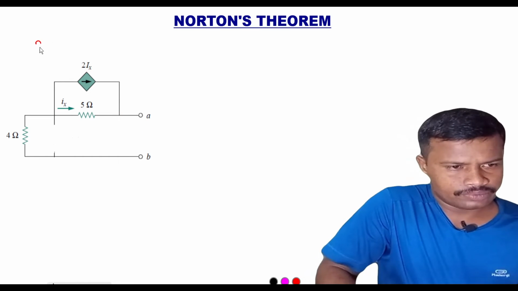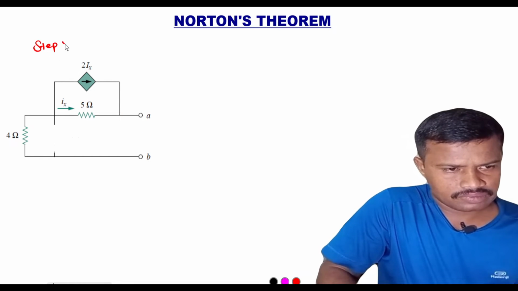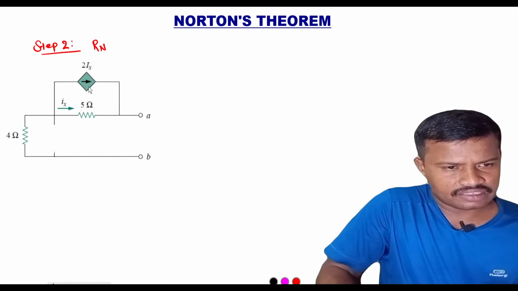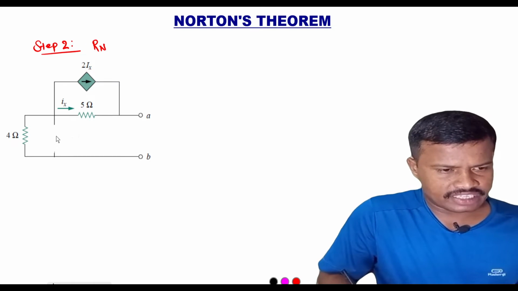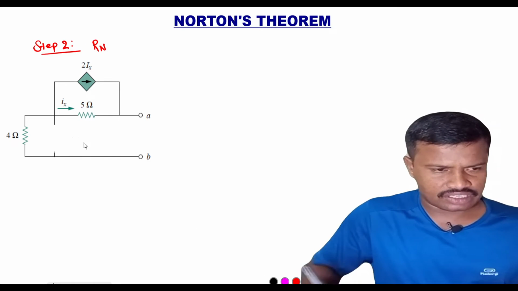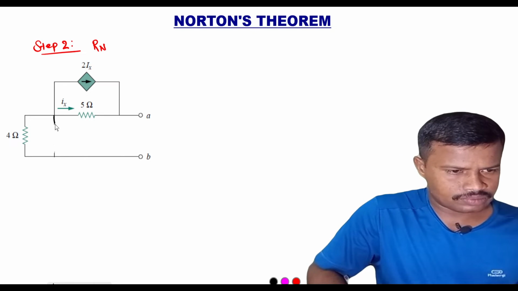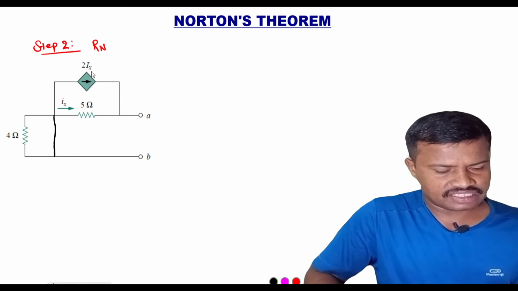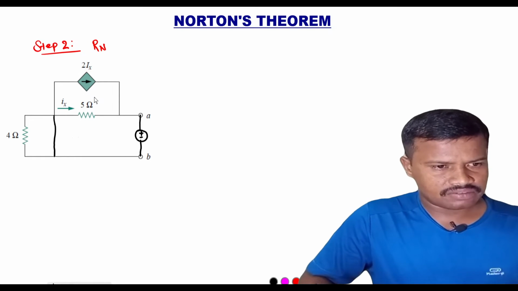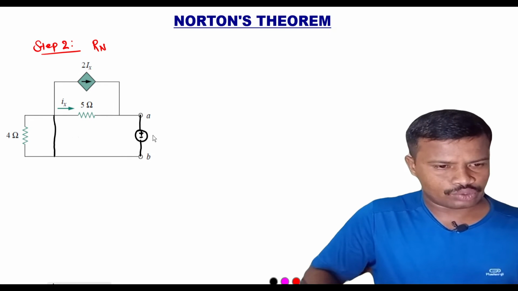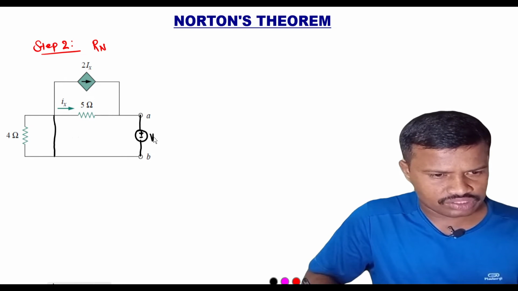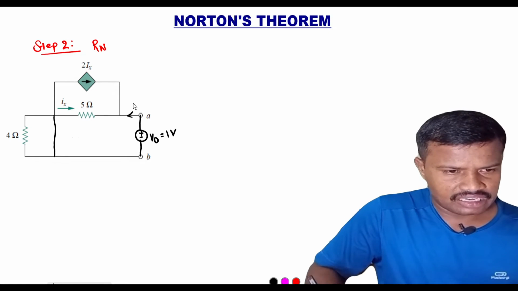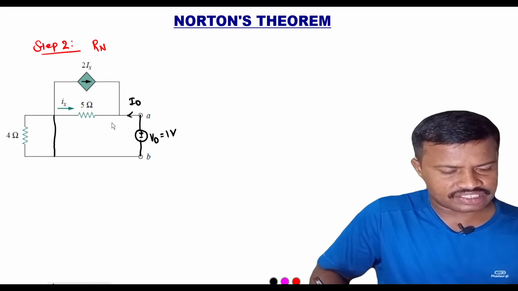Next, we will find the value of RN, that is step 2. In step 2, we will find the value of Rn. Here the voltage source was present, so we need to short circuit it. We did the short circuit. Now a dependent source is present here. As the dependent source is present, we need to inject a known value of voltage source. Assume that the voltage source V0 is equal to 1 volt that I am injecting. Now we need to calculate the amount of current I0 flowing in the circuit.